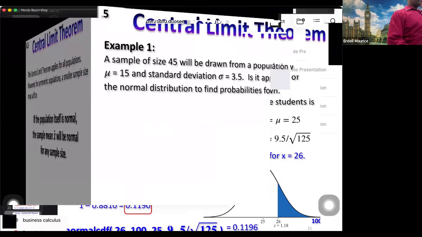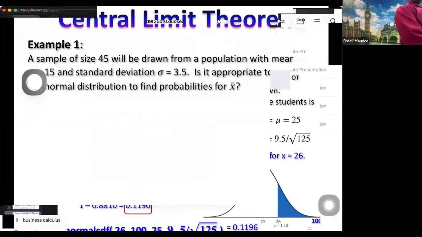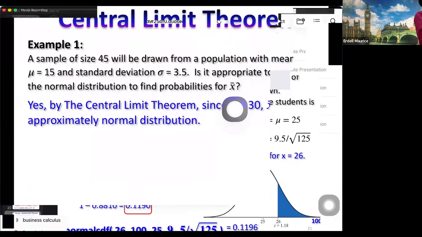All right. So, example 1. A sample size of 45 will be drawn from a population with a mean of 15 and a standard deviation of 35. Is it appropriate to use the normal distribution to find probabilities for sample averages? And the answer is yes, because the sample size is greater than 30.